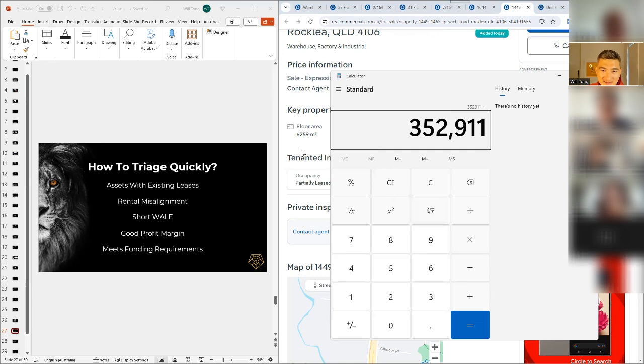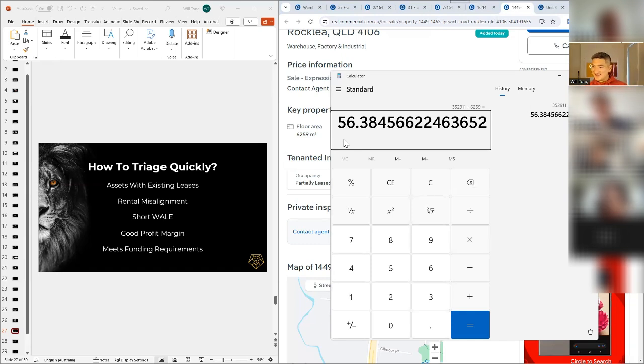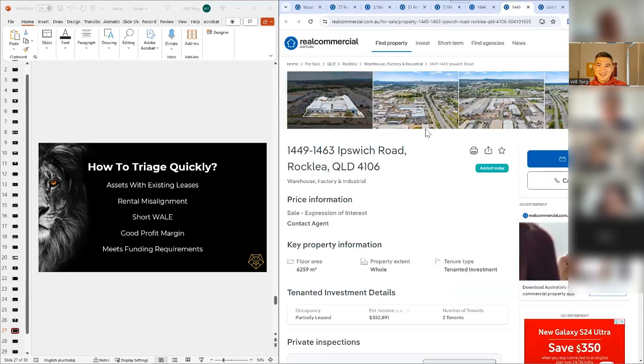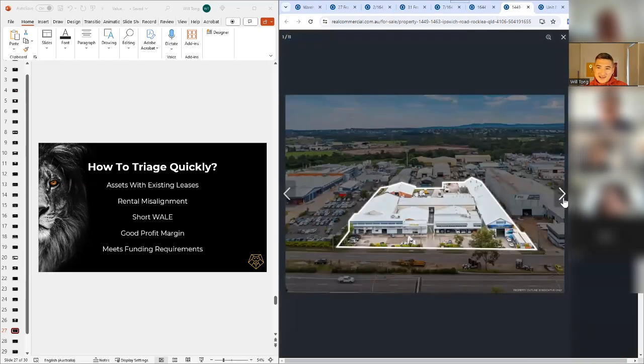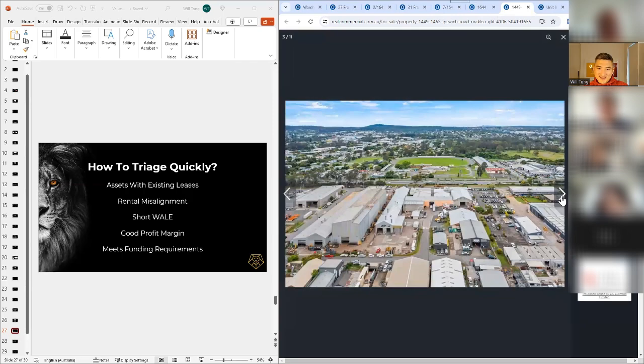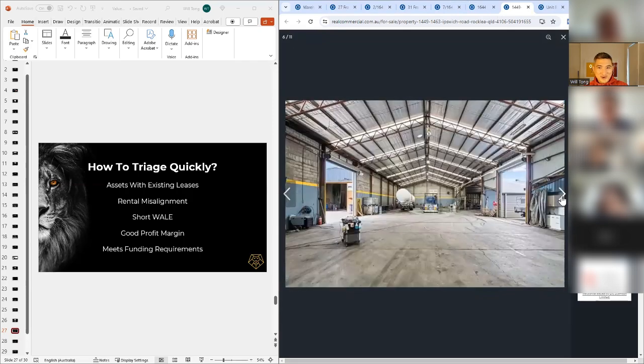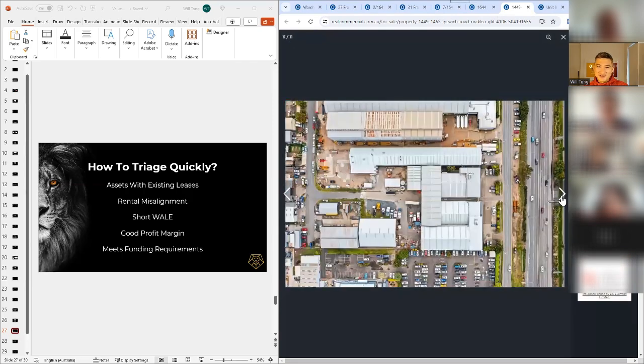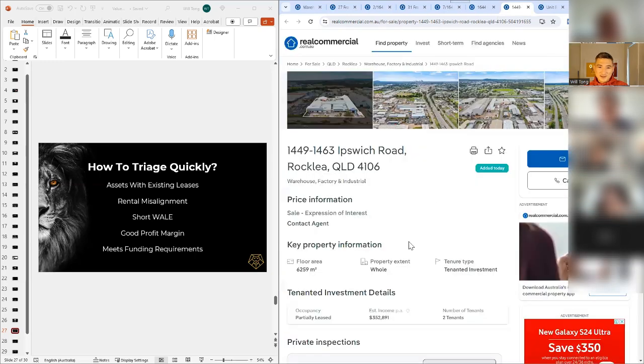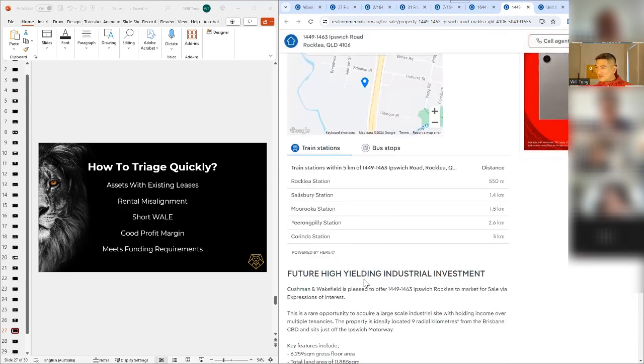Divided by, what was it? 6,259. $56 per square meter. No way. No way. That's cheap. Something's going on. I think we found something, guys. This is probably like a $15, $16 million property. Do you guys want to put all your money together and buy this one?